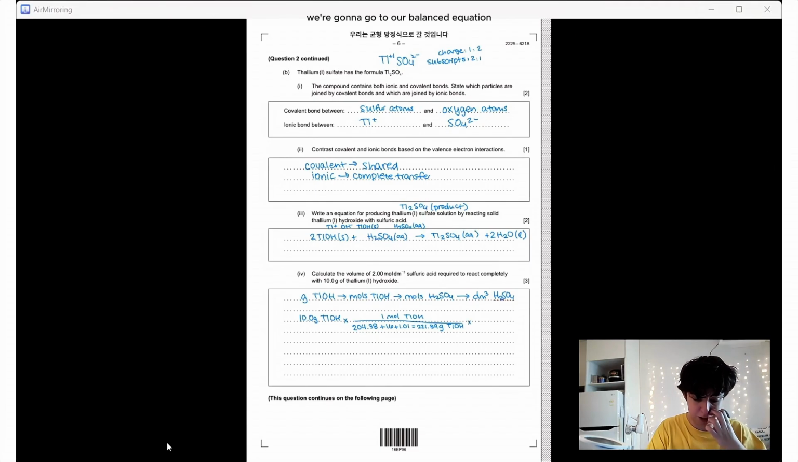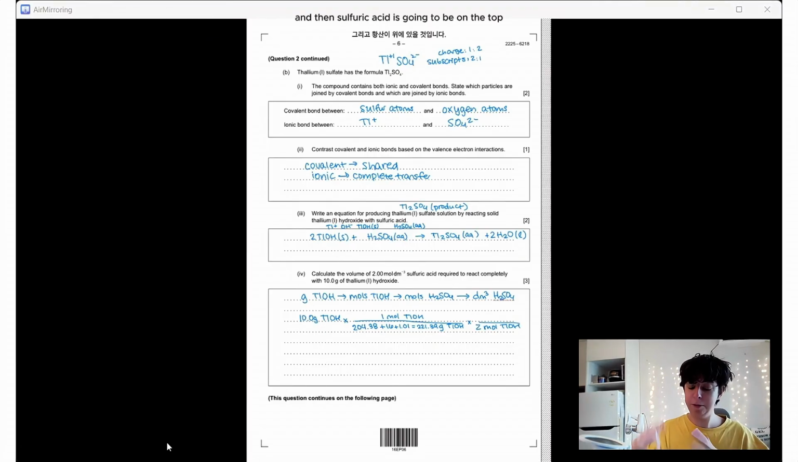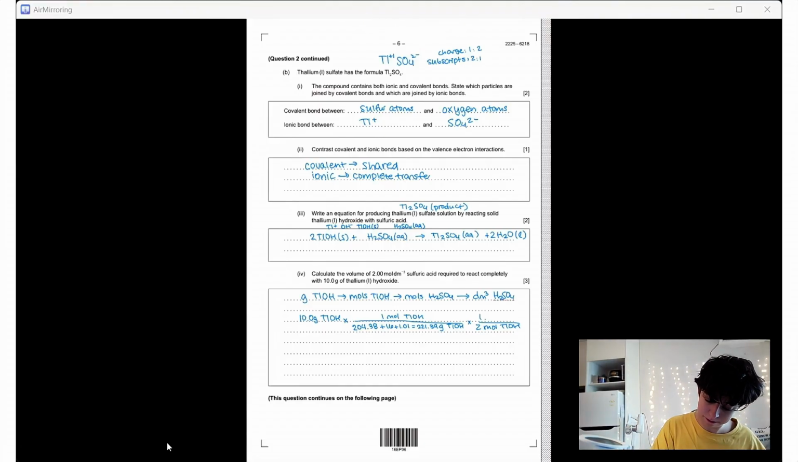We're going to go to our balanced equation. And so we need TlOH on the bottom, so that's what we're canceling out. That's going to be 2, so 2 mole TlOH. And then sulfuric acid is going to be on the top because that's our unit that we're converting to. So that's going to be 1.